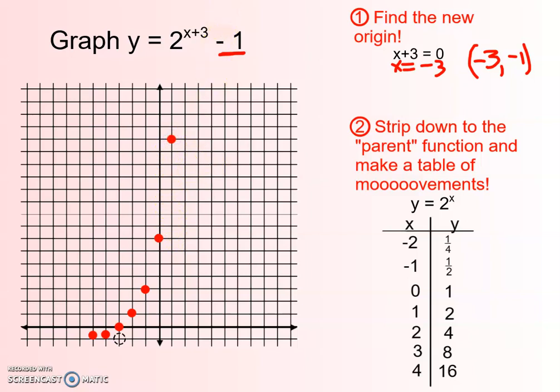And then I take my pen, I draw as smooth of a curve as I can. And the last thing that I need to make sure I add is my asymptote. And remember, the asymptote doesn't go through the original origin, it goes through our new origin.